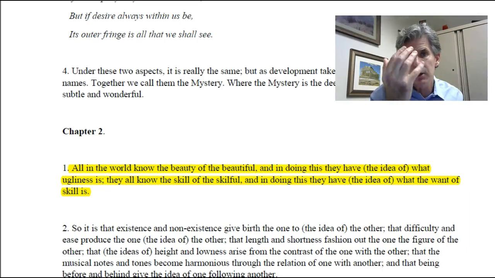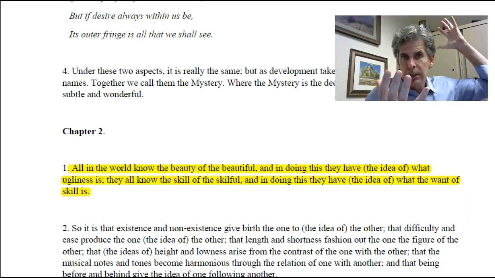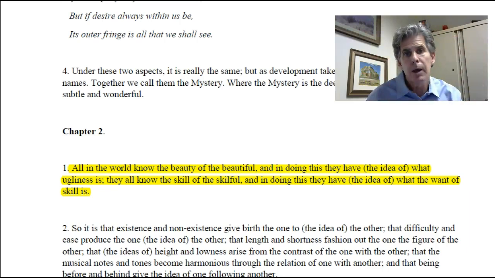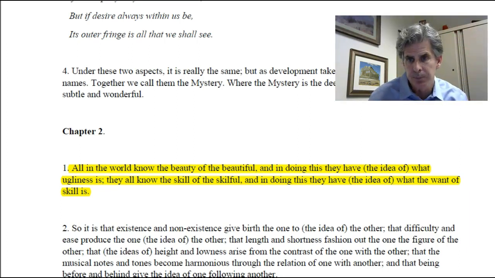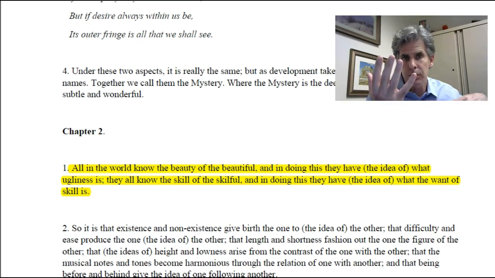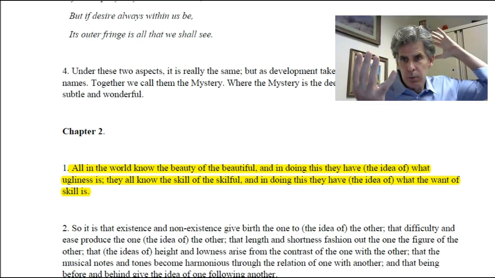When you define one thing, what beauty is, you will simultaneously have an idea of what ugly is. It is what is not this. This is the beautiful, and back here is going to be the ugly. Automatically the world works with those dichotomies, and that's going to saturate the writing. When you understand one thing, the other is already present. And he says that with the skill. They all know the skill of the skillful, and in doing this, they have the idea of want of skill.